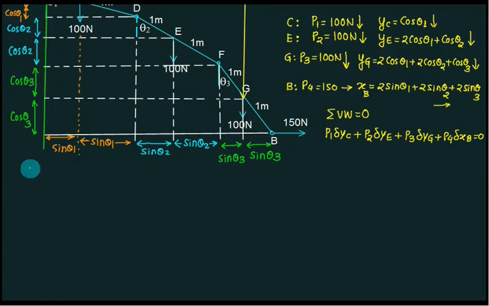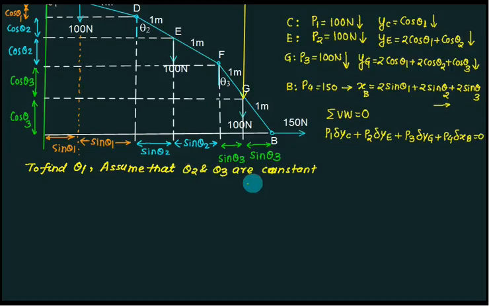To find theta 1, assume theta 2 and theta 3 are constant. That is, the derivative of theta 1 will exist, but the derivative of theta 2 and theta 3 will be 0. So I will go like this. My first term is P1, so this one is P1 is 100. Second term is delta yc. I have to differentiate this with respect to theta 1. So the derivative of this term is minus sine of theta 1 into del theta 1.